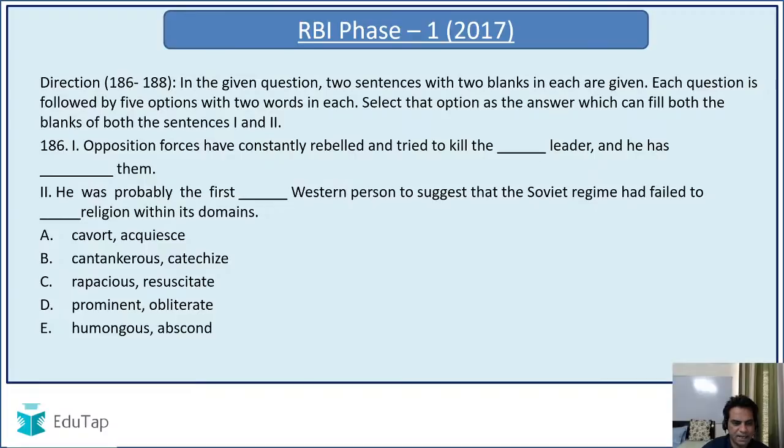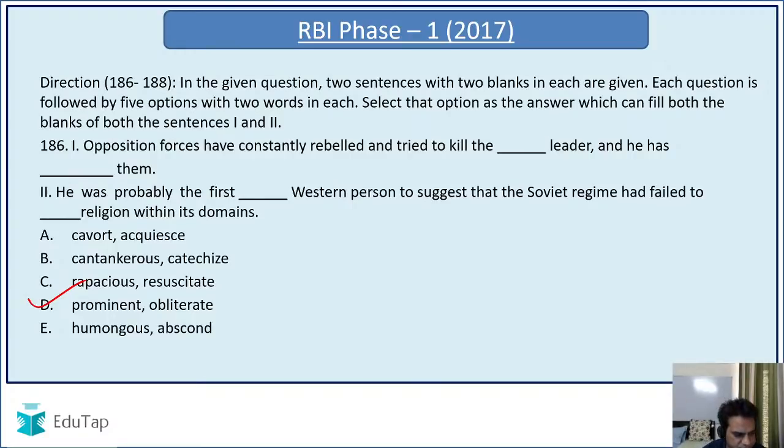person, and he has tried to obliterate them and had failed to obliterate religion. So I think the correct option is... yes, guys. Obliterate basically means reduce to nothingness. That means to finish off. So that's obliteration. So I think option D is correct. That is a prominent leader tried to kill the prominent leader and he has tried to obliterate them. He has tried to finish them.